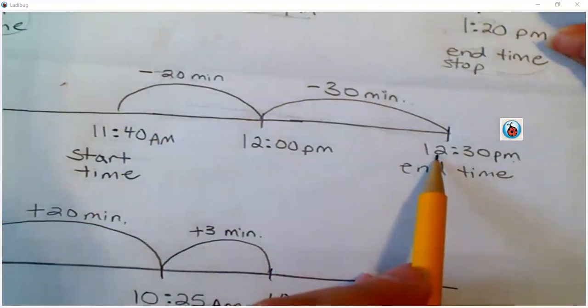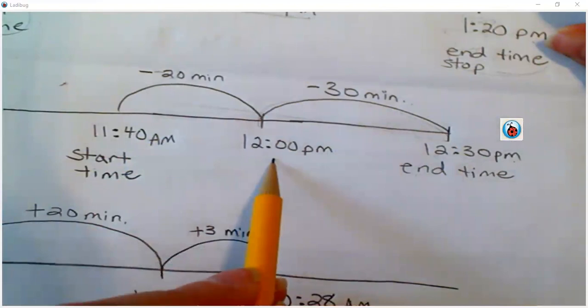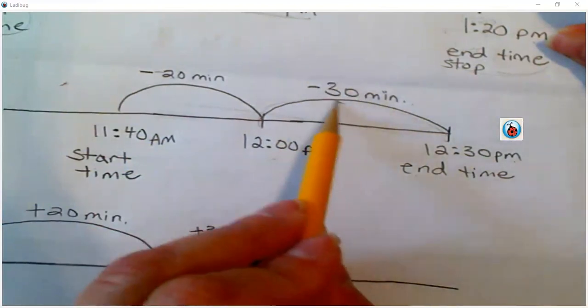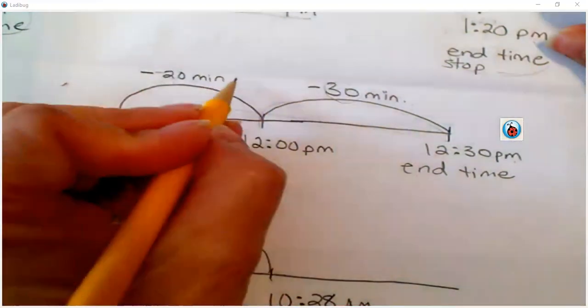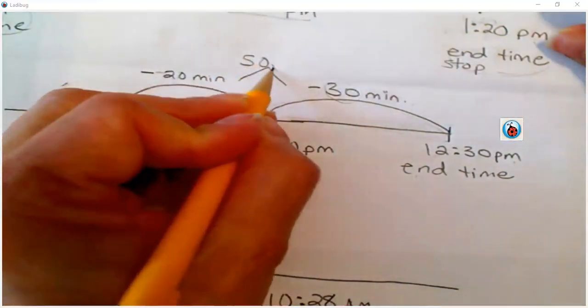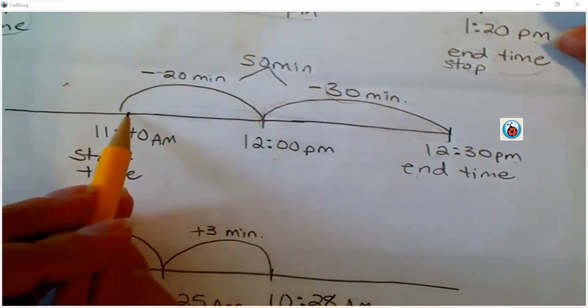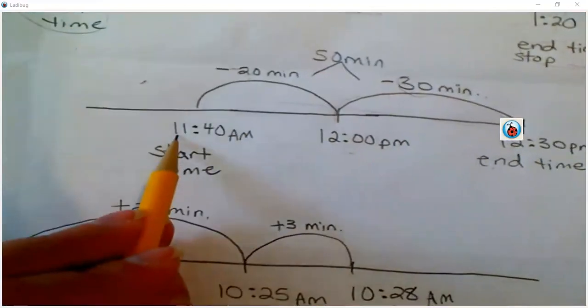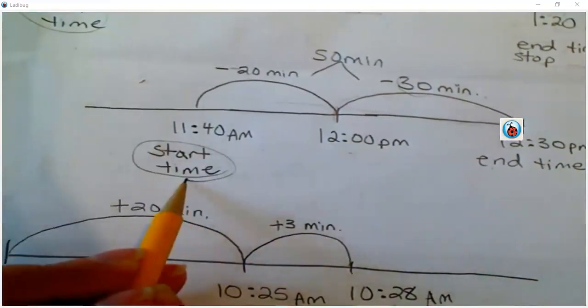Well, I can easily in my brain jump back to a friendly number of 12 o'clock p.m. So that was 30 minutes. And 30 plus 20 equals our total of 50 minutes. So I knew from 12 o'clock I had to jump back another 20. So another 20 would get me to 11:40 a.m., which was my start time.